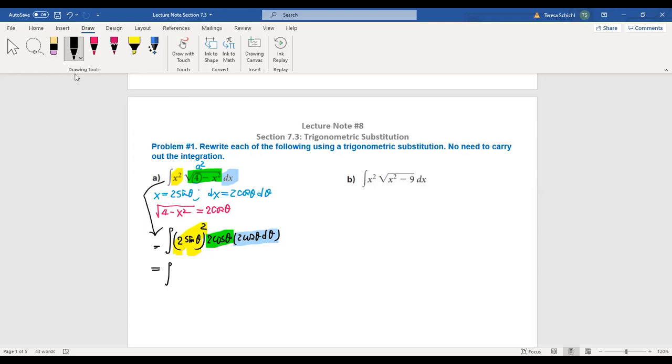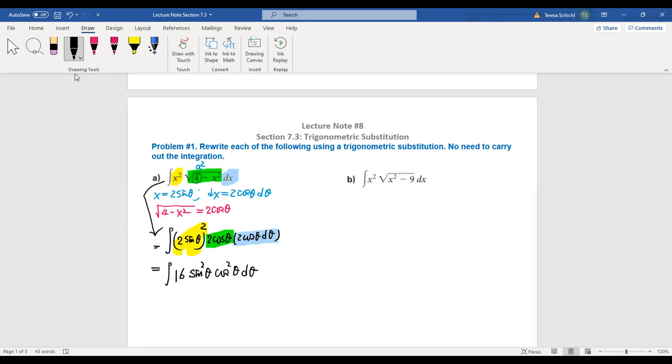So let's take a look. 2 to the square is 4. 4 times 4 is 16. So it's 16 sine squared theta cosine squared theta d theta. So now you know how to carry out this integration from the previous lecture. So this is sine, cosine, both are even powers. So I probably need to use a half angle formula to solve it. All right, so now let's take a look at the next one here.